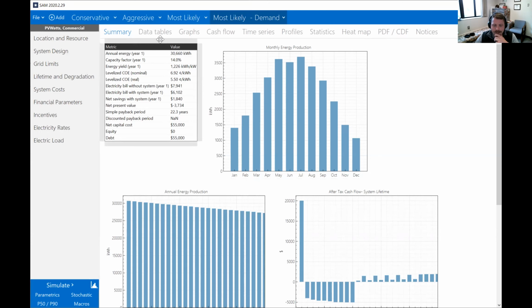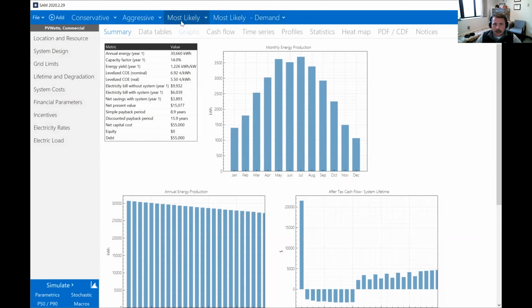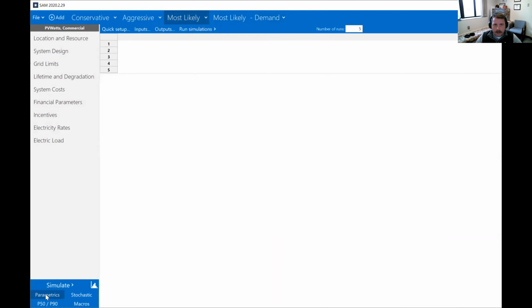Okay, let's try to do some optimization here quick. And we're going to show you how to do some optimization. I'm going to go to my most likely scenario and use it as my base. Then I'm going to go to the lower left-hand corner and I'm going to click on Parametrics. And parametrics is just a way to run multiple scenarios at one time rather than changing one thing and writing down your answers and keeping going.